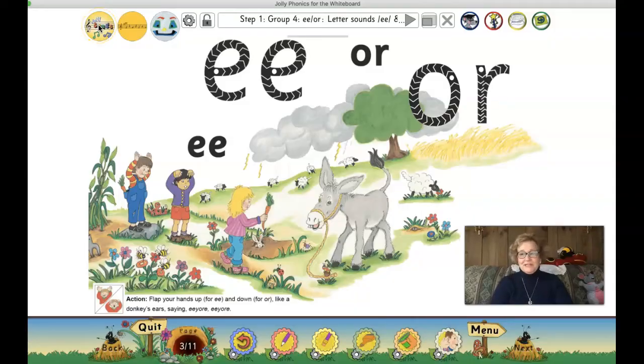Remember yesterday we said we were going to be learning about the E in the OR sound, but today we're going to just focus on the E. Let's sing our song.